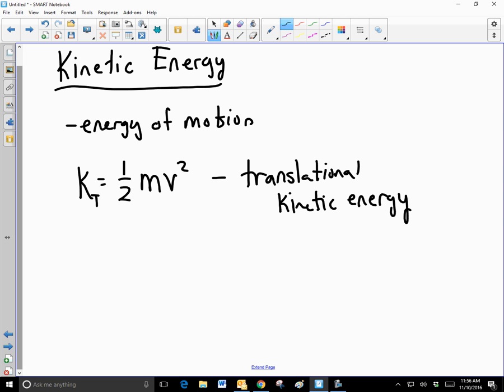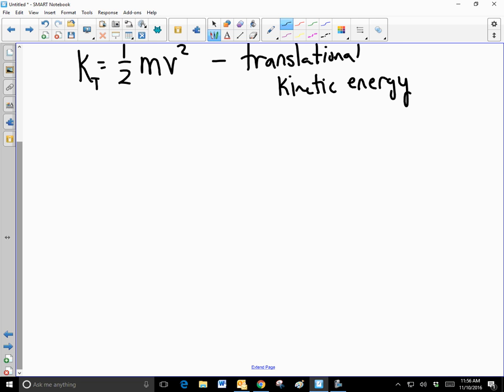Now I can give this energy just like I can give potential energy. So if I have an object that's just sitting there and I give it a little push, then I'm applying a force on that object over some amount of distance, and then I would give it kinetic energy. So it's just another type of energy that work can create.